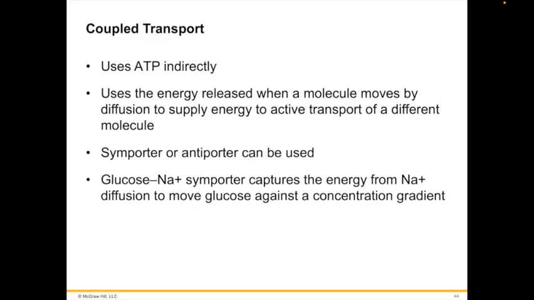Some molecules are moved against a gradient by using the energy stored in the gradient of a different molecule. In this process, called coupled transport, the energy released as one molecule moves down its concentration gradient is captured and used to move a different molecule against its concentration gradient. As you just saw, the energy stored in ATP molecules can be used to create a gradient of sodium and potassium across the membrane. These gradients can then be used to power the transport of other molecules across the membrane.